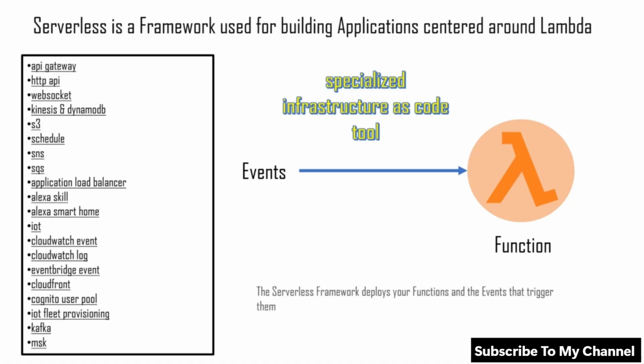Now, if you glance to your right, you can see a set of events that can be used to trigger your Lambda function. Now, in AWS, there are quite a few substantial events that are available to you to trigger your Lambda function. So we will go one by one and check out the most important events that can be used to trigger your Lambda function.